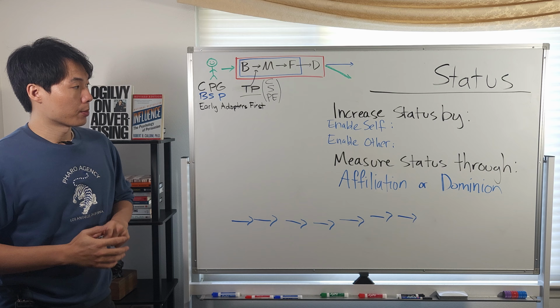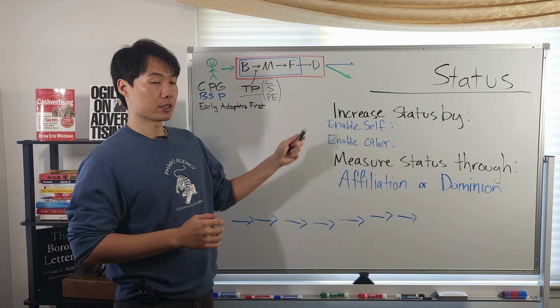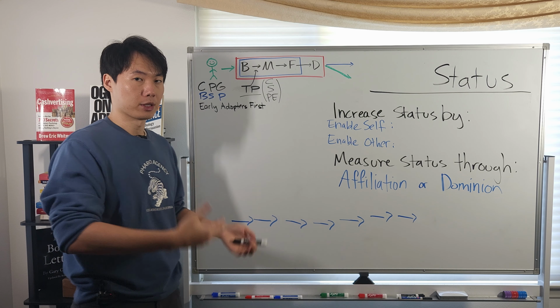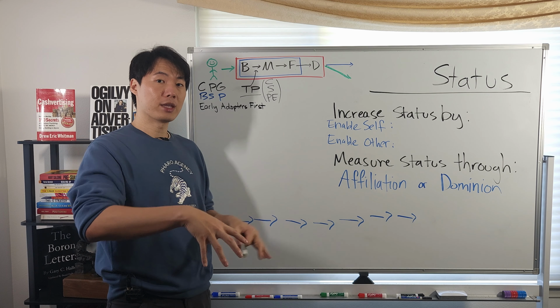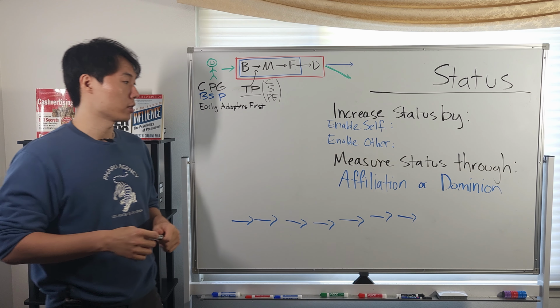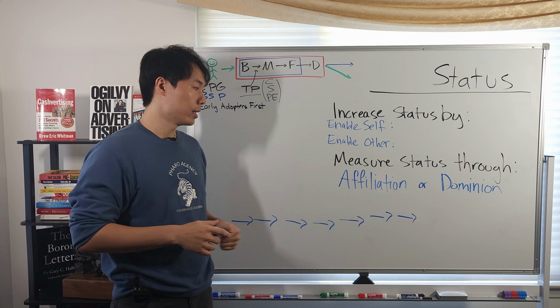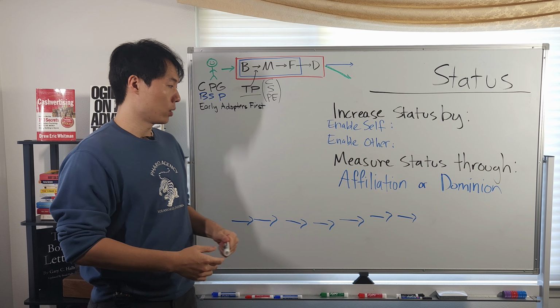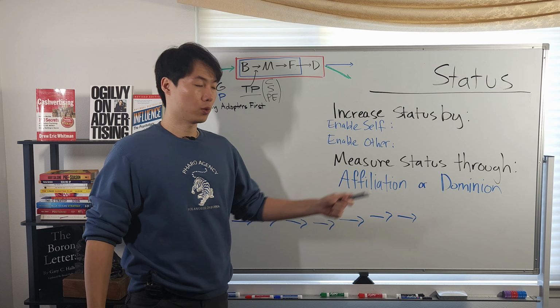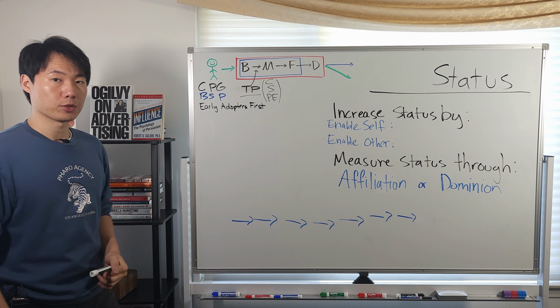So first we have to determine, how do they increase status, or how do they think status should be increased? Do they do it by enabling self, or do they do it by enabling others in this specific moment? And also, how do they measure status? By the end of the journey of working with you, will they have measured it through affiliation or dominion? Let me give you two examples here.